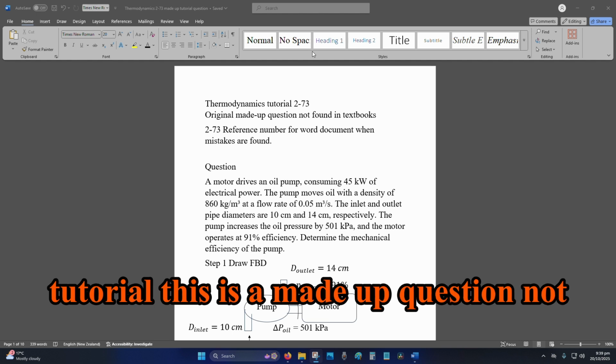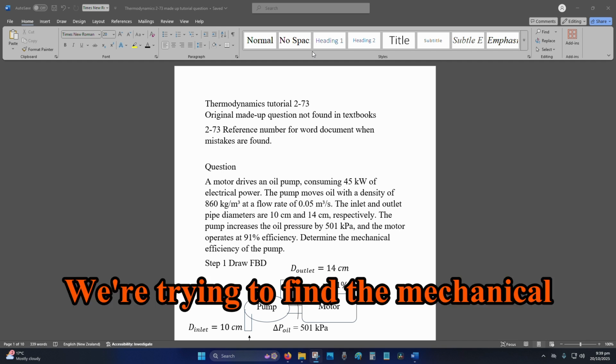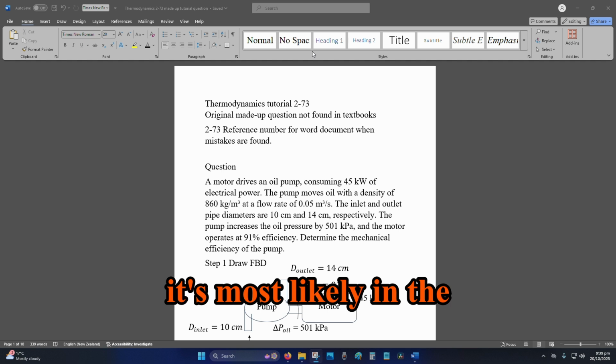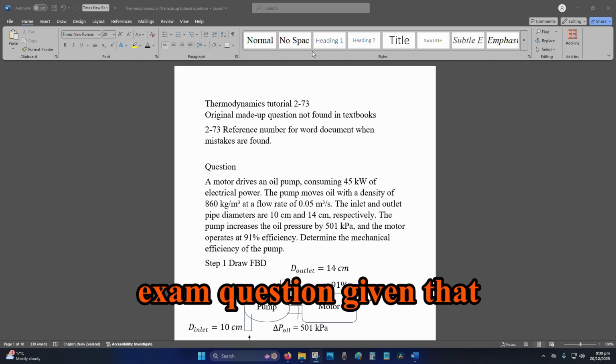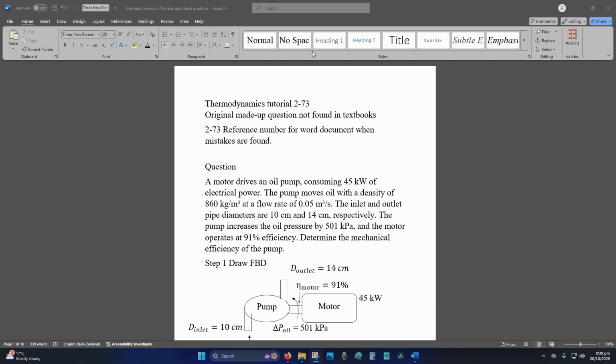This is a made-up question not found in your textbooks. We're trying to find the mechanical efficiency of the pump. Even though this is a made-up question, it's most likely an exam question, given that you have to backtrack a lot and they give you a lot of variables.